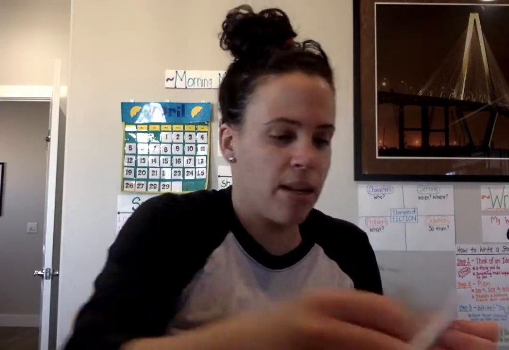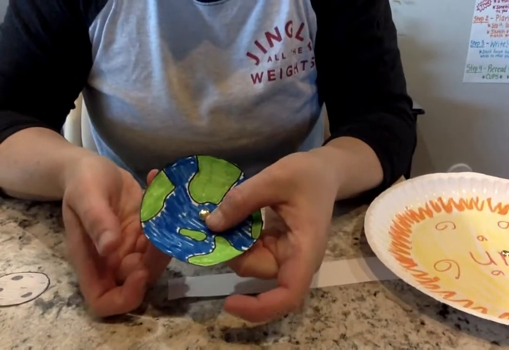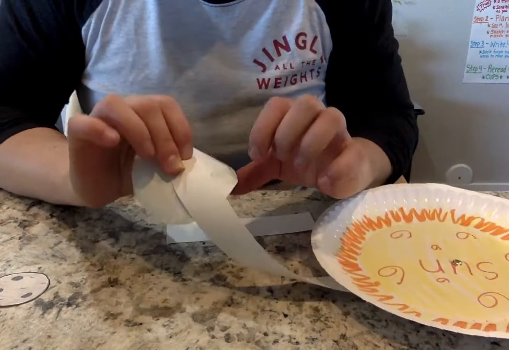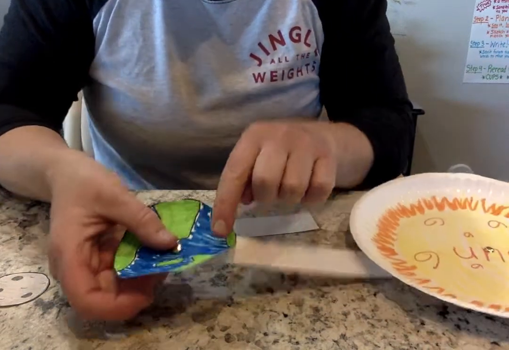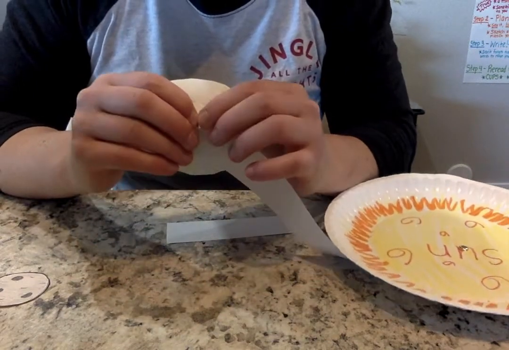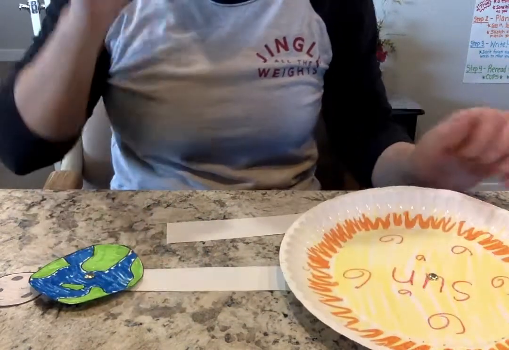Now, I have my earth. Same thing. I'm going to poke a hole through the middle of the earth, and then poke a hole through the paper. I'll show you. There we go. It's on the back of the earth. You don't want it on the front because then it takes away from the earth. Okay, so now I have something that looks like this.